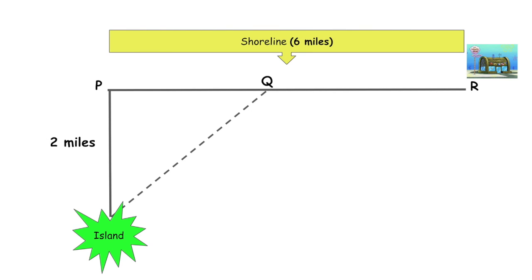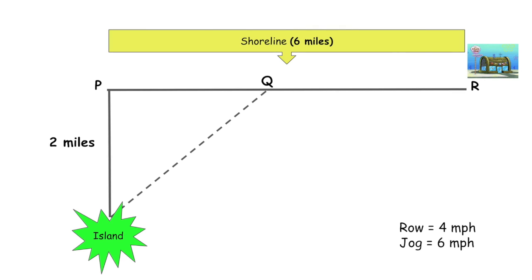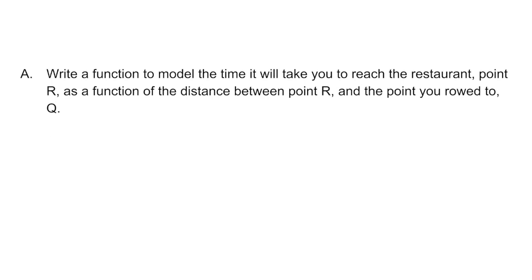Now, this is a visual of what the problem states, with 2 miles from the island to the shoreline and the total shoreline being 6 miles. We can also add in the rates with 4 miles an hour to row and 6 miles an hour to jog. Now the first question wants us to write a function to model the time it will take you to reach the restaurant, R, as a function of the distance between R and the point you rowed to, Q.